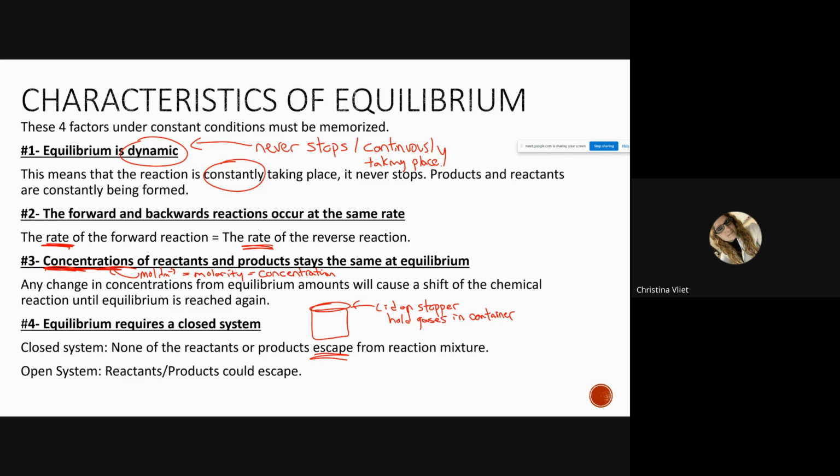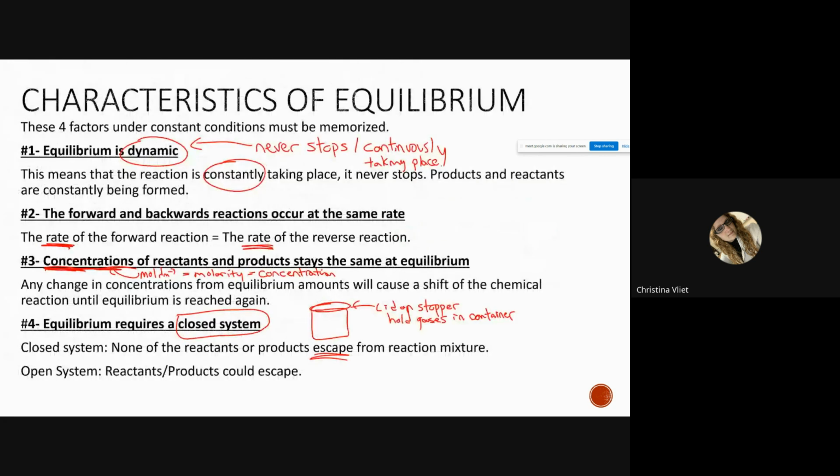All right, and then an open system is like our regular reactions. If we just have a beaker open to the environment, then your reactants or your products can escape. So what does equilibrium require? To form equilibrium, you need a closed system. There has to be a lid on the container in order to have a specific amount of reactants and products. In industry, they keep everything in big metal tins that are closed.